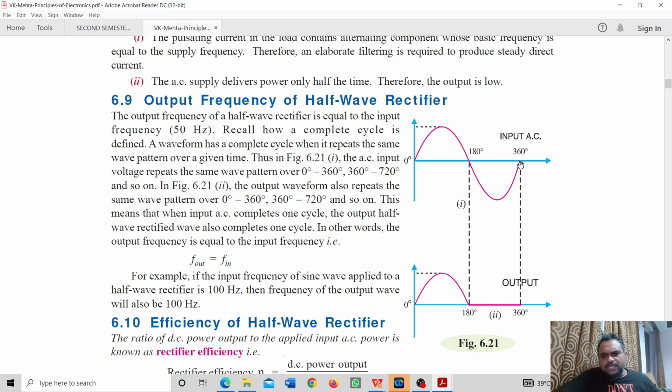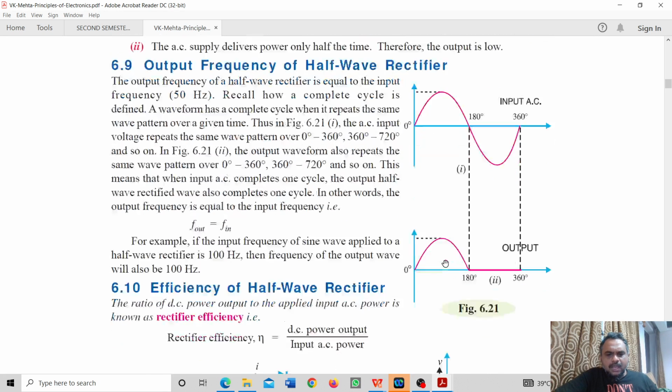The second positive half cycle starts only when the second cycle starts in the input. So there is no change in the frequency, because the same time the positive half cycle starts in the input, we are getting a positive half cycle in the output. So they are simultaneous, in phase, and there is no change in frequency. Whatever the frequency is in the input AC current, the same frequency will come in the output also.